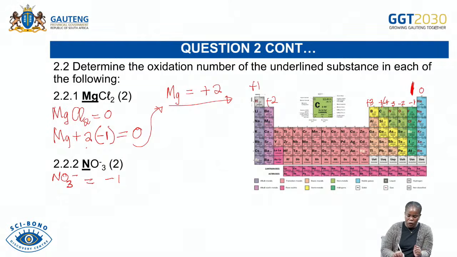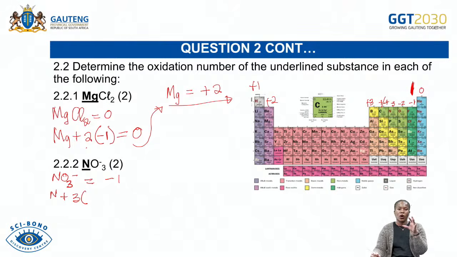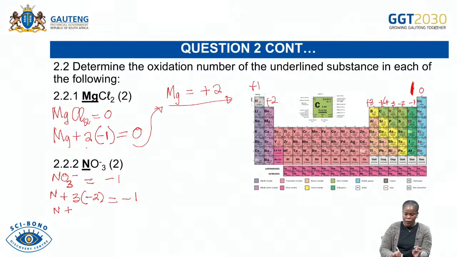Okay, and we're looking for nitrogen, so it's our unknown, plus 3 times oxygen, there are 3 oxygens, having an oxidation number of minus 2. So it's going to be N plus 3 times negative 2, which is negative 6, equal to negative 1. We transpose, and then nitrogen is going to be equal to negative 1, and when we transpose the negative 6, it's going to be a positive 6. Nitrogen then is equal to negative 1 plus 6, which is a positive 5.